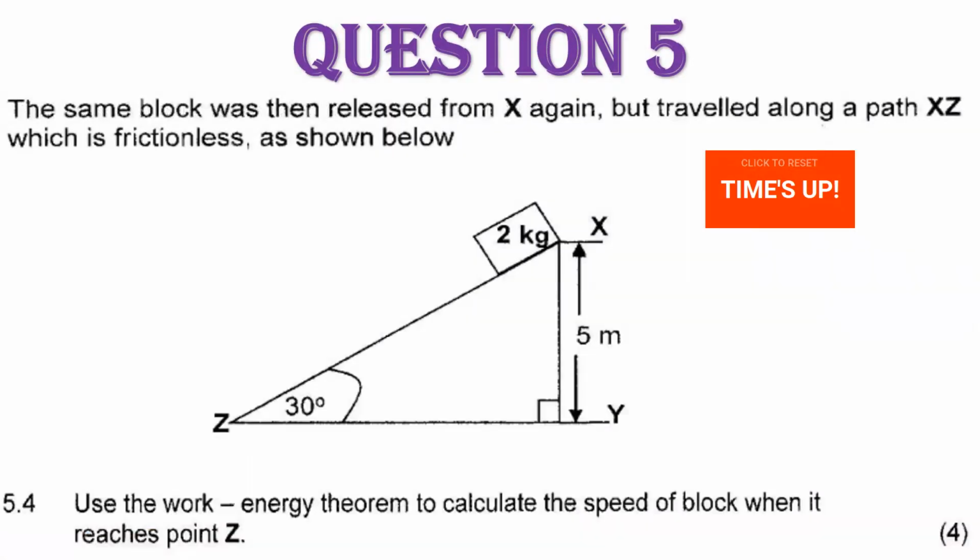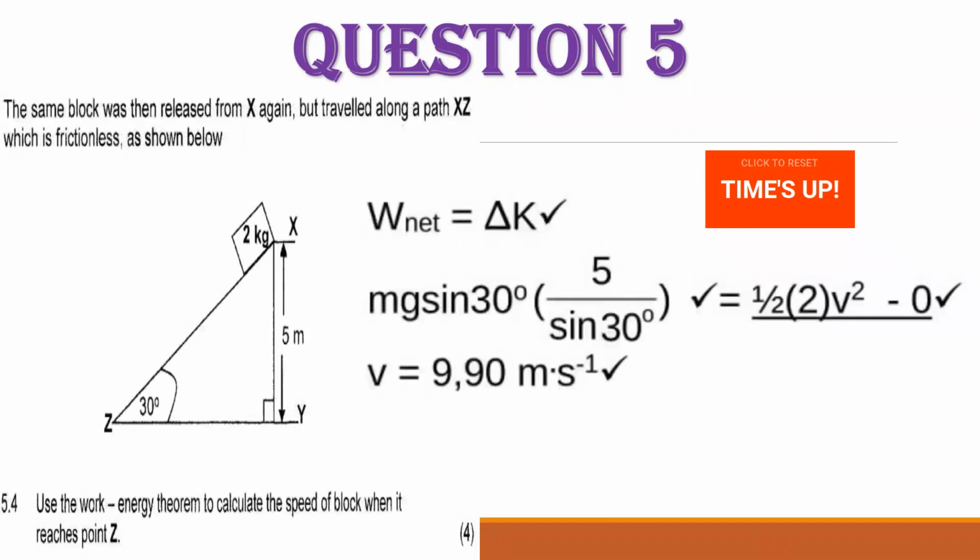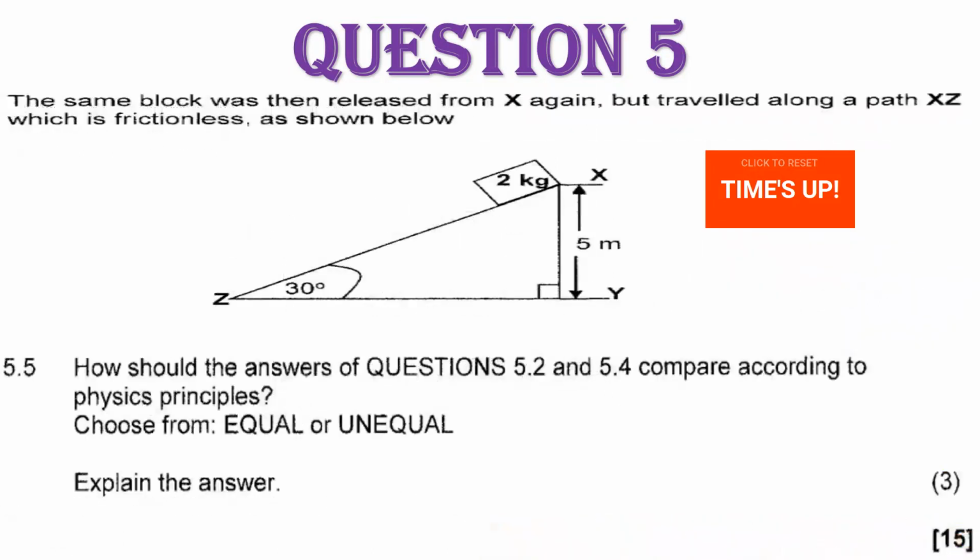They're asking you that question now. Explain with the energy principle. That's 5.5, asking why 5.2 and 5.4 are equal. That's our question. Please write down your answer. You are going to write equal or unequal first, and then explain. If you use different physical principles, you still get an equal answer.